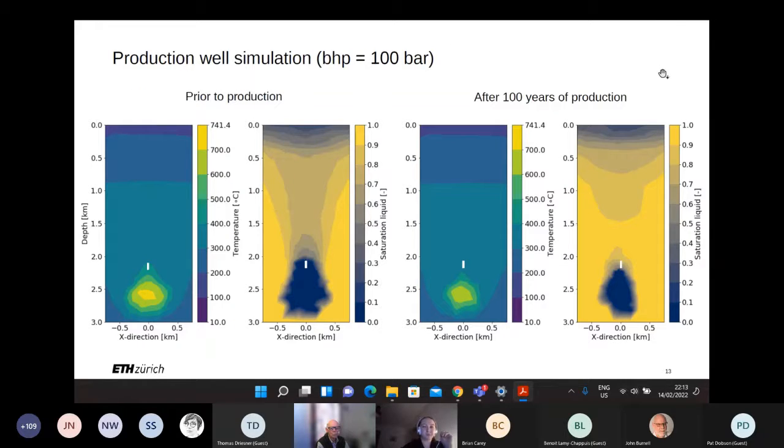Next, we have modeled a case of a single production well, and this well is operated under fixed boundary hole pressure conditions of 100 bars.